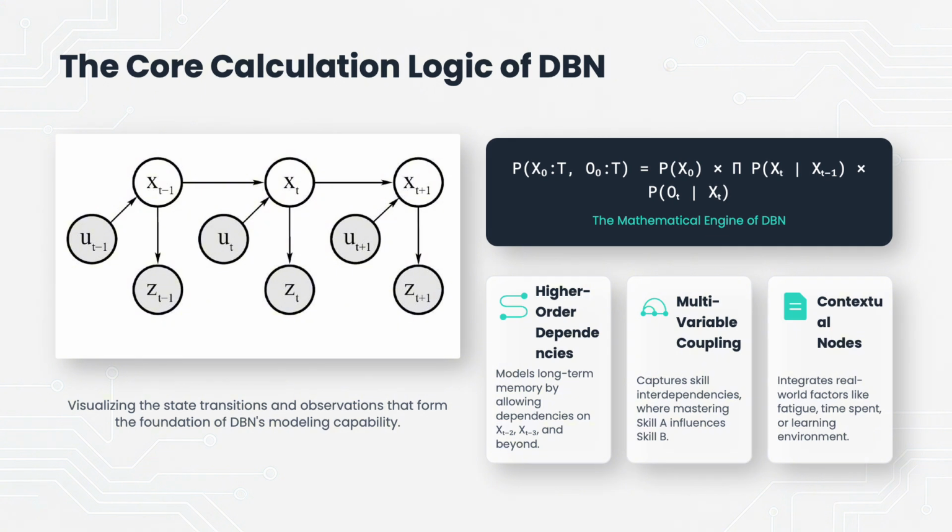The magic of DBN lies in its core formula, which breaks down the complex joint probability into a product of simpler conditional probabilities. Now, here's where DBN truly shines and upgrades BKT. In BKT, x_t only depends on x_{t-1}, but in DBN, we can have higher order dependencies, meaning x_t can depend on x_{t-2} or even further back. We can model multivariable coupling, where mastering one skill helps with another. And we can add contextual nodes like fatigue or motivation. This is the mathematical engine that gives DBN its long memory and modeling power.